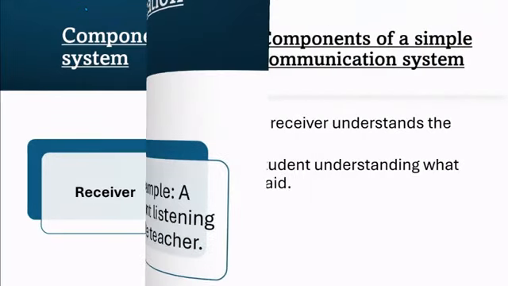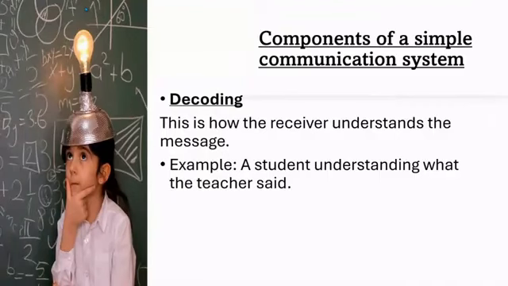And then we have decoding taking place. So this is where the receiver understands the message. Decoding has to do with the receiver understanding the message, trying to make sense of what the message is actually saying. This is called decoding. So please note, encoding and decoding are different.